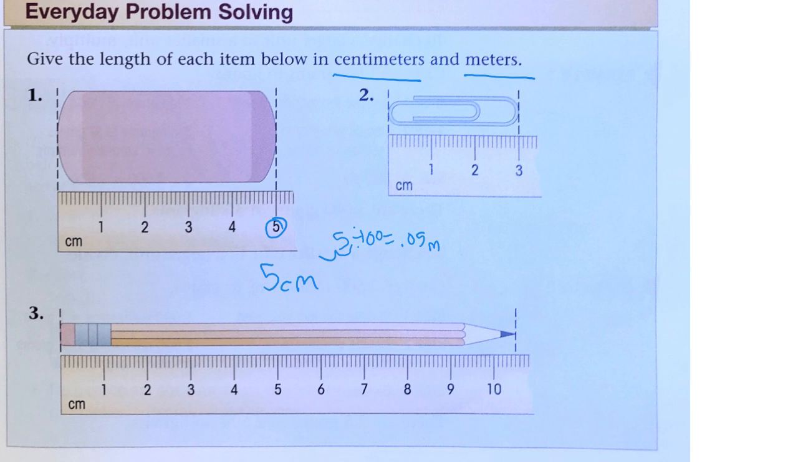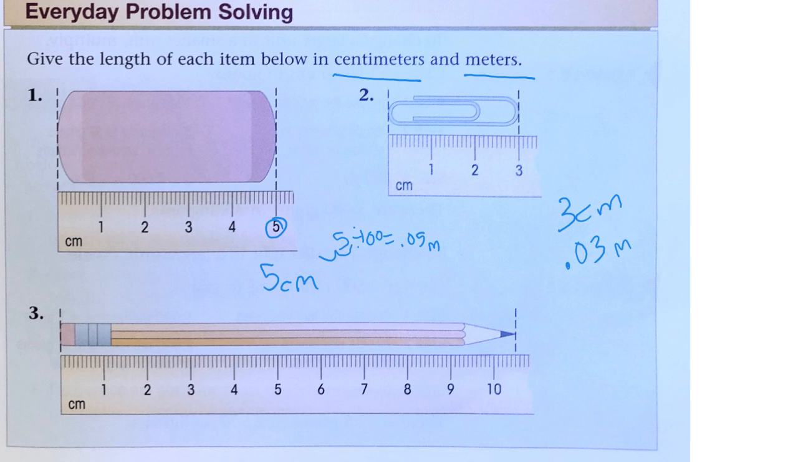Centimeters and meters. And the number 2, the paperclip, is 3 centimeters. And we would do the same thing we did with the Band-Aid, and that would give us 0.03 meters because we would move the decimal 2 times to the left.